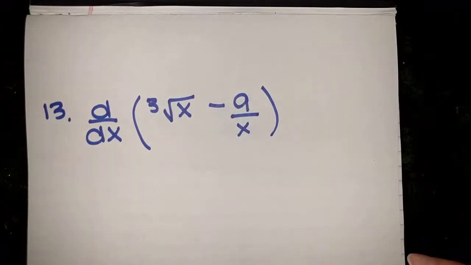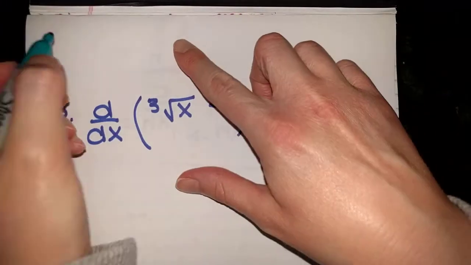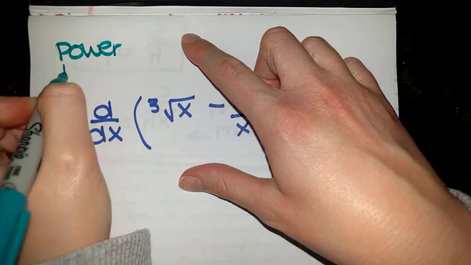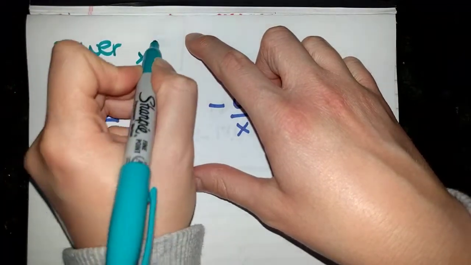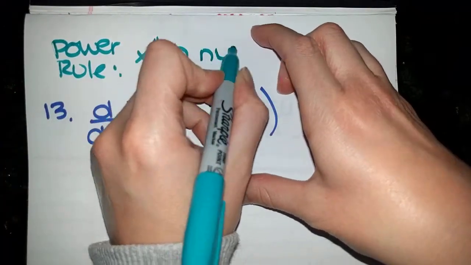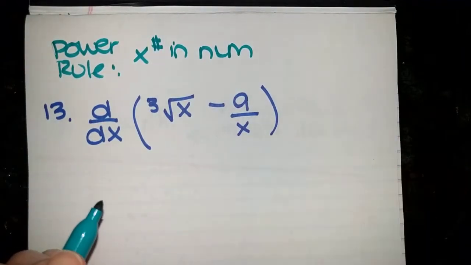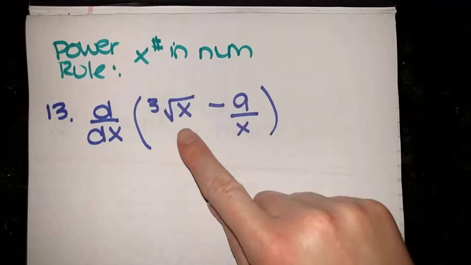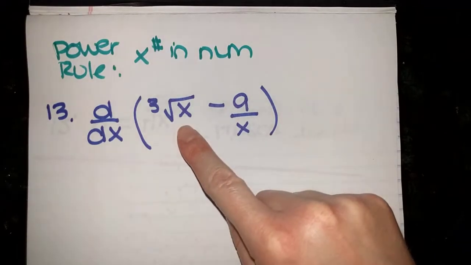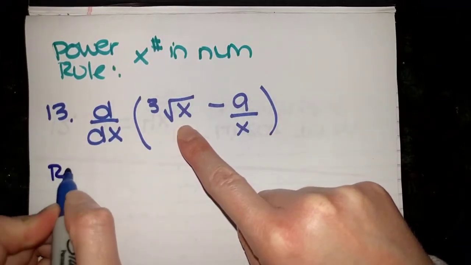So for this question, you're kind of in a pickle here because for the power rule to work, what you need is x to a number in the numerator. And right now you have this cube root of x and you have an x in the denominator. So the first thing we're going to have to do is rewrite the cube root.